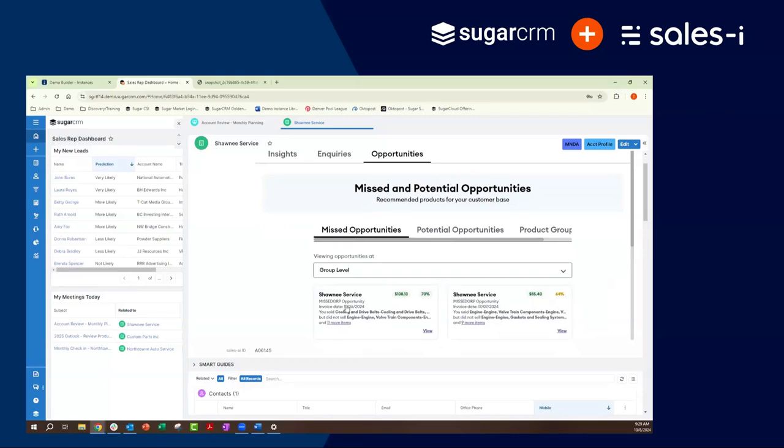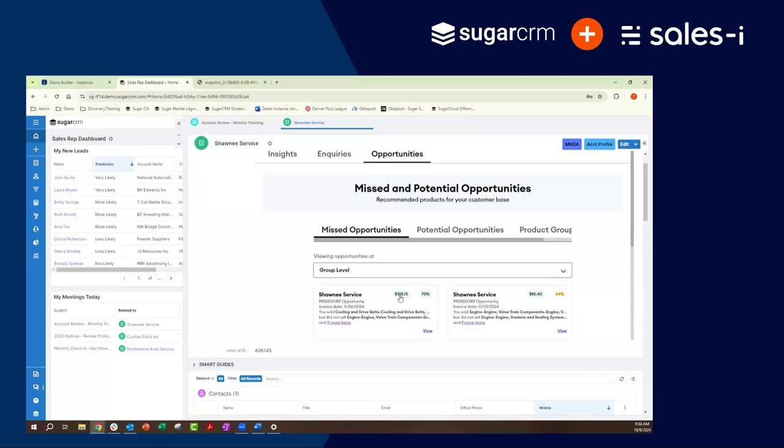And what these are, is it's actually taking in all of your invoice data that you have in your ERP application, and it's taking it into Sugar, and using machine learning, it's identifying, hey, 70% of the time when we sell cooling and drive belts, we also sell valve train components. So all of your invoice history coming over from ERP, it's telling you, hey, 70% of the time, we're selling both of product A with product B. But on this invoice, we did not sell those valve train components, and we missed out on $108 of revenue potential.